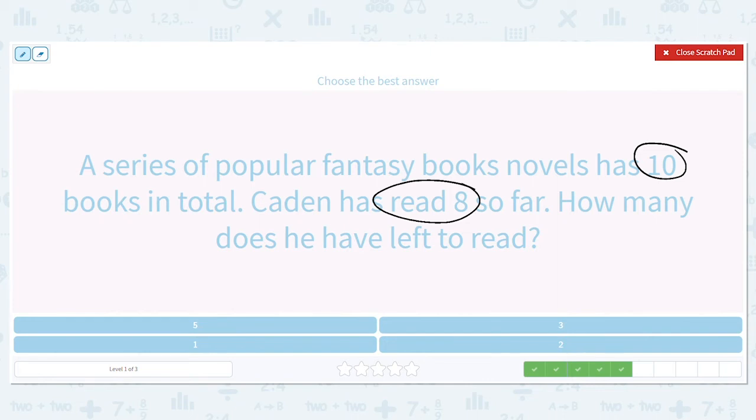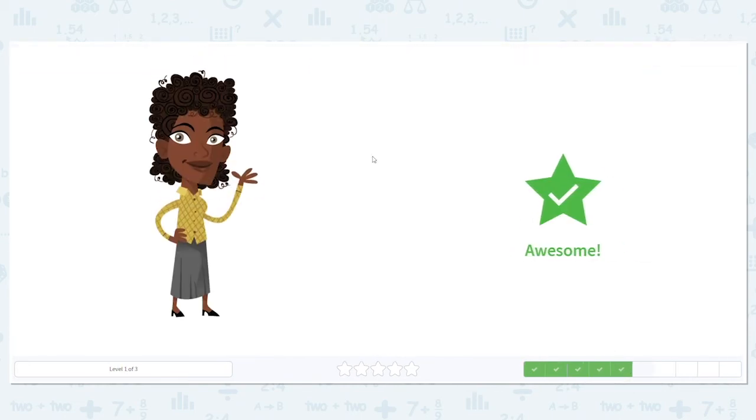What phrase or words are going to help me know that I need to subtract? How many does he have left to read? Left. Left tells us we need to subtract. 10 minus 8 equals what? He's read 8 out of 10. How many are left to read? 2. Nice job.